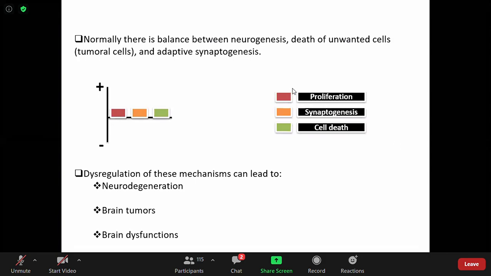So it is said that during proliferation, or during the formation of your nervous system, there should be a balance between the formation as well as the death of the neurons. Otherwise, there would be an abnormality. So you can observe that there is balance between neurogenesis, death of unwanted cells, and adapted synaptogenesis. So proliferation, migration, and death should balance or be equated. Otherwise, there will be an abnormality.